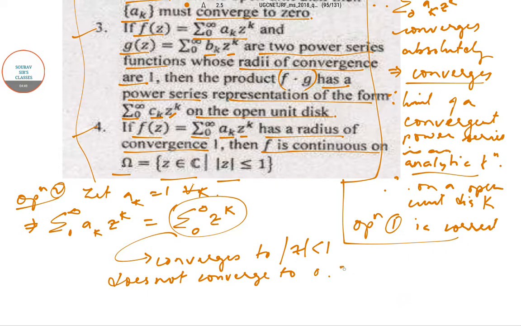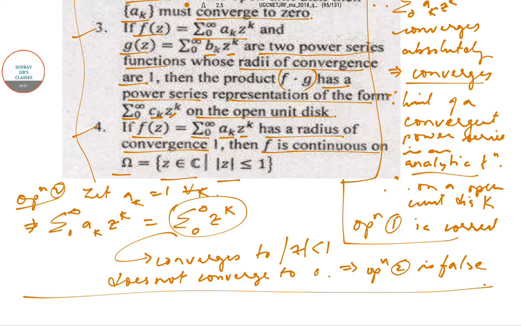So this is the statement that implies that option 2 is false. Now let us shift our focus to option 3. In option 3 it has been said that if f(z) is equal to summation 0 to infinity a_k into z to the power k and g(z) is equal to summation 0 to infinity b_k into z^k, and these are two power series whose radius of convergence are 1.